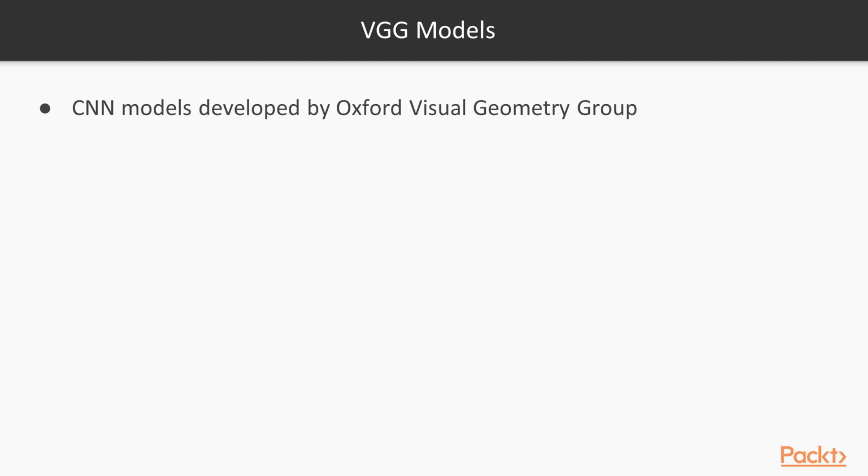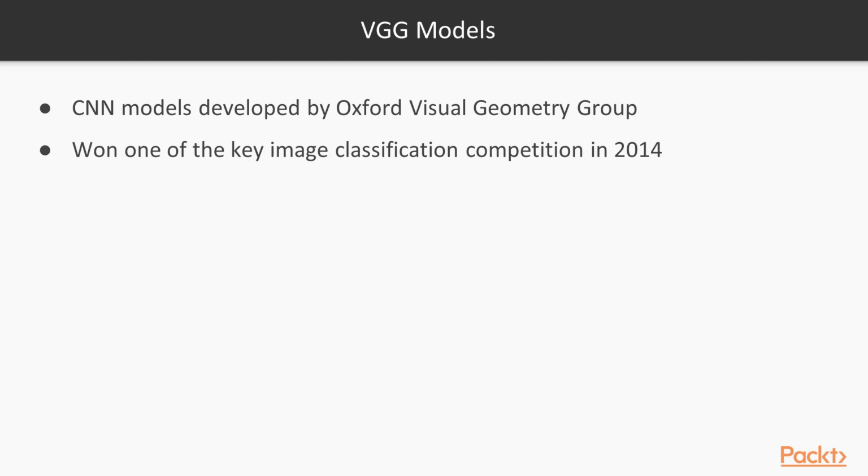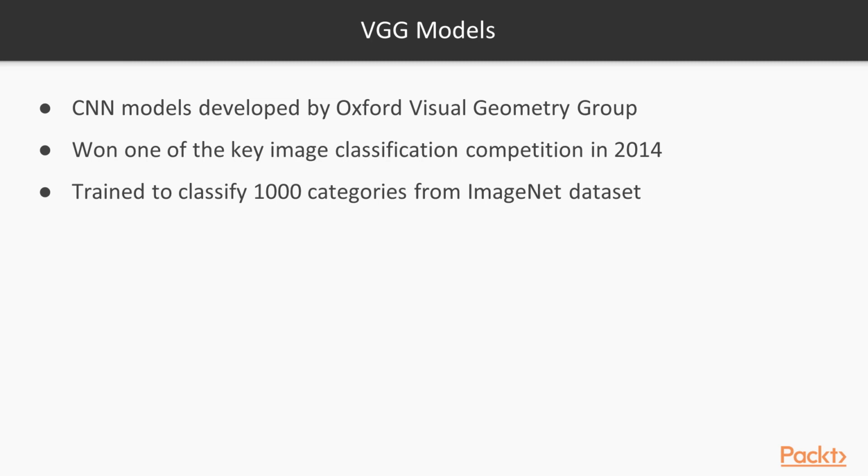And this dataset allows people, or institutions, to compete with each other to find the best model out there. One of the popular models that came out of those competitions, based on challenges from this dataset, is the VGG models. Those are deep convolutional neural network models developed by the Oxford Visual Geometry Group. Those models were one of the key entries in the image classification competition in 2013, and they were trained to classify 1,000 categories from the ImageNet dataset. So this is quite a lot of categories that we can use, and it applies to a lot of problems. It really depends on what kind of problem you're trying to solve.